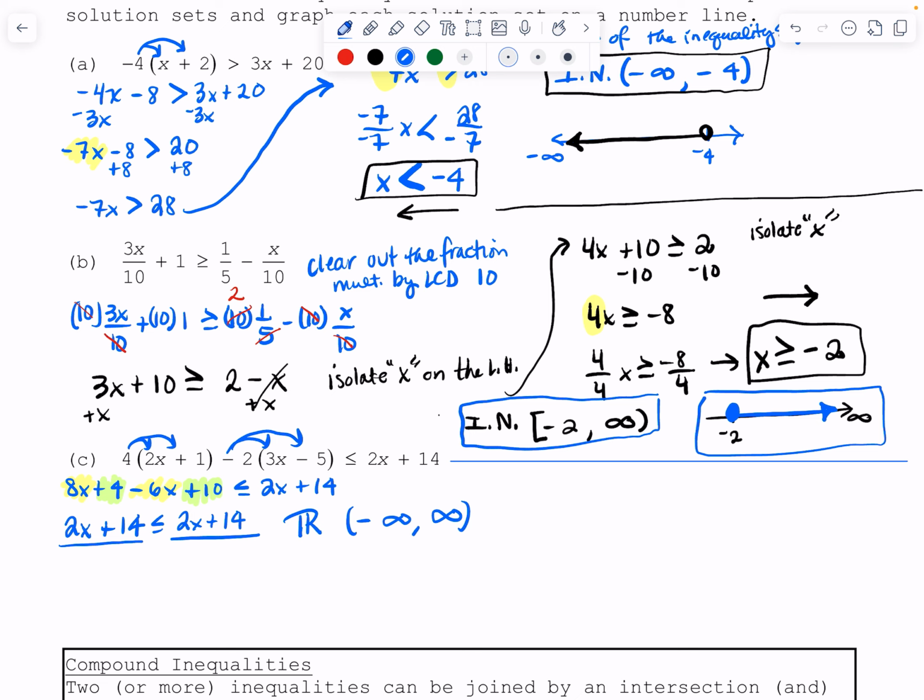But let's say you didn't see that. If you kept on moving, when you go to subtract off the x's, you'll know that they cancel out on both sides. And I get a statement that says 14 is less than or equal to 14, which is a true statement. 14 equals 14. If I graph this out on the number line, it's going to be the whole entire number line, because it's all real numbers. Again, when you get a true statement like that, or a number equals the same number, then it's all real numbers.